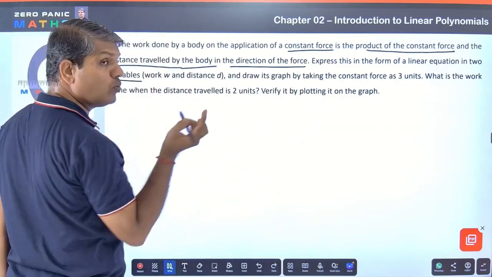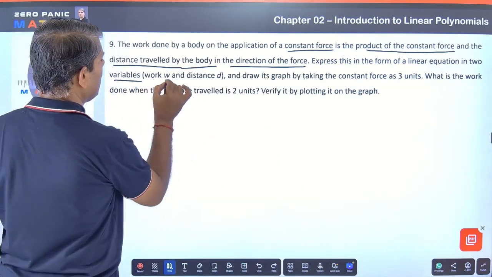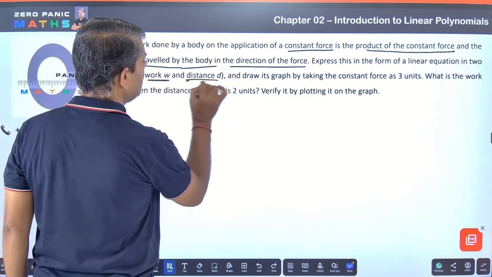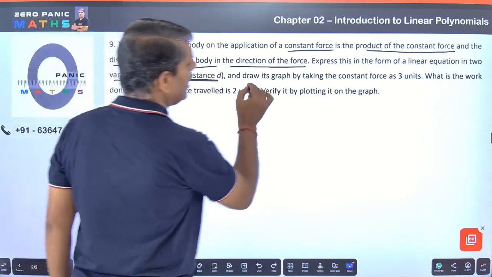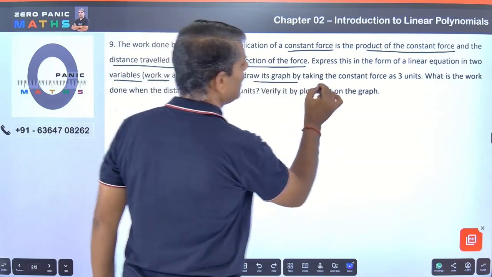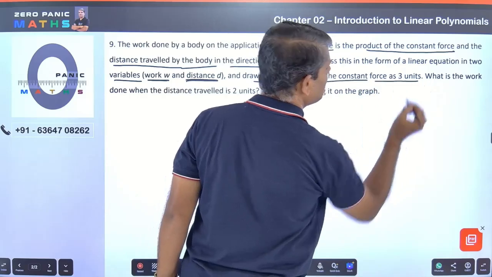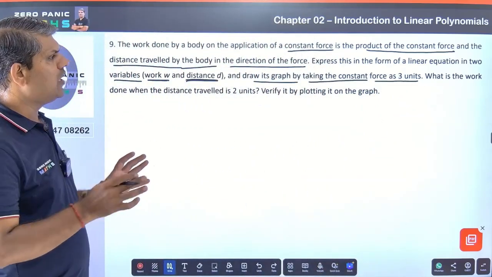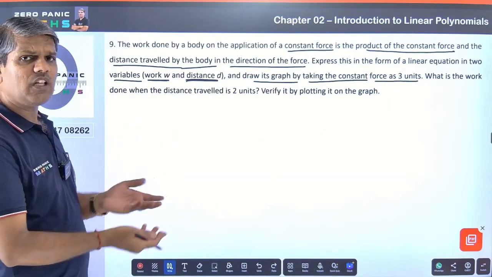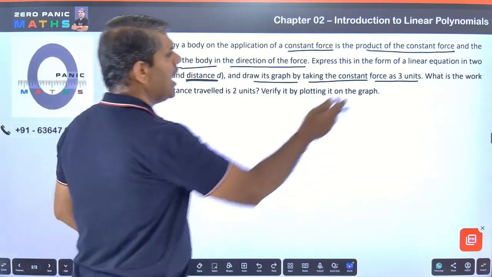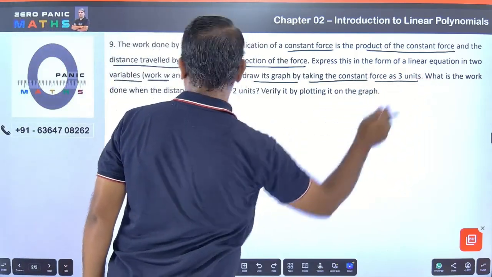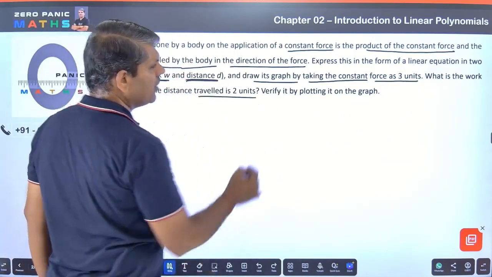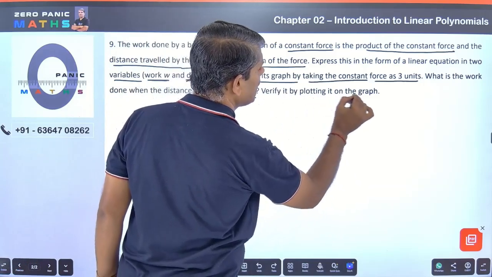And what are those two variables? They have already given. One variable is work, which is represented by W, and the other variable is distance. And draw its graph by taking the constant force as 3 units. So the force value they have given is 3 units. We need to draw a graph based on that. And then finally they have asked one question: what is the work done when the distance traveled is 2 units? Verify it by plotting it on the graph.